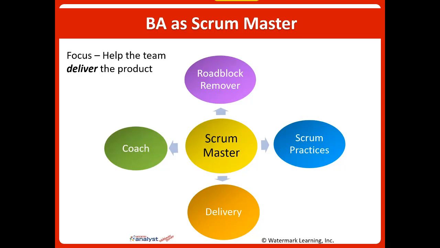Well, let's look at the BA as a Scrum Master. Again, the focus of the Scrum Master is to help the team deliver the product. So they remove all the impediments. They're called impediments, roadblocks, whatever you want to call them. They help resolve issues and clear the way for the team. They do the coaching as needed. They protect the Scrum practices.